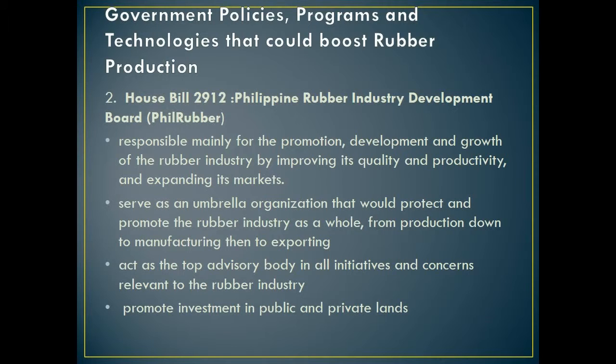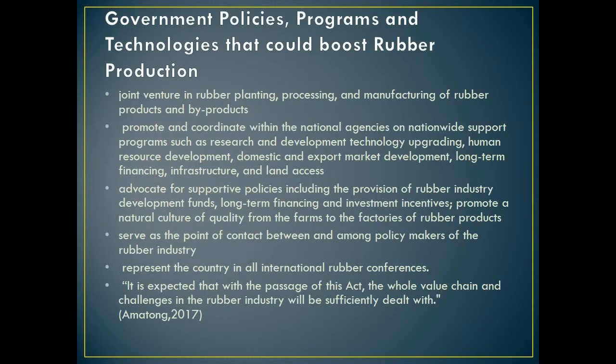Promote investment in public and private lands. Joint venture in rubber planting, processing, and manufacturing of rubber products and byproducts. Promote and coordinate within the national agencies on nationwide support programs such as research and development, technology upgrading, human resource development, domestic and export market development, long-term financing, infrastructure, and land access. Advocate for supportive policies including the provision of rubber industry development funds, long-term financing and investment incentives. Promote a national culture of quality from the farms to the factories of rubber products.